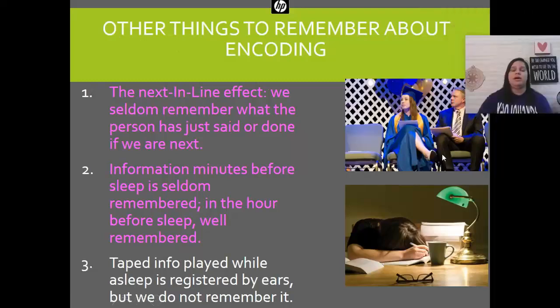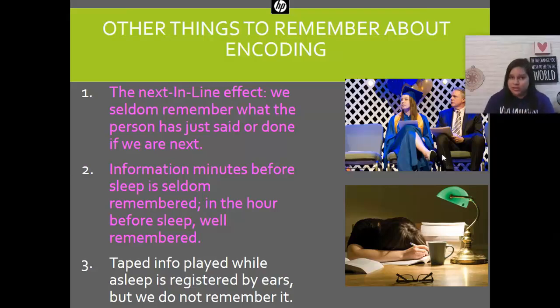Other things to remember about encoding: the next in line effect says that we seldom remember things when we're next in line. Let's say you have to give a speech, then while the person before you is going, you don't remember what they talked about. You're too busy worrying about what you're going to talk about. That's the next in line effect.